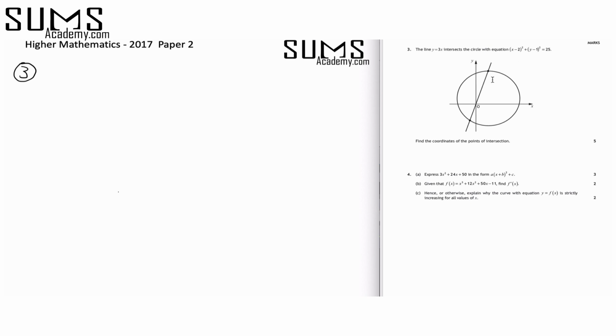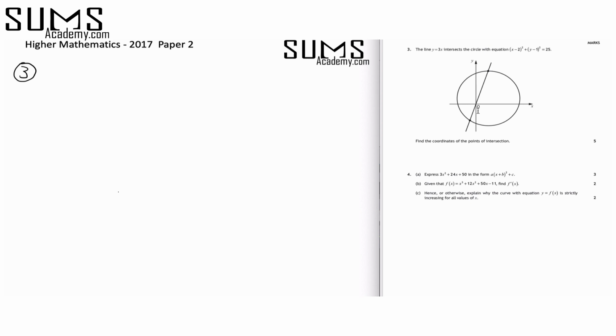The y coordinate here is going to be the same as the y coordinate here, or you could rearrange this for x, but this makes more sense to do it for y. And then they're also asking for the coordinates of the points of intersection, so they're going to want the y coordinate and the x coordinate when you come to the end.